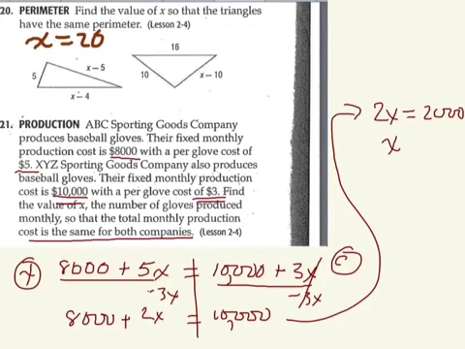And then x will be equal to 1,000. And that's our answer. At 1,000 gloves, both companies' monthly costs are the same.